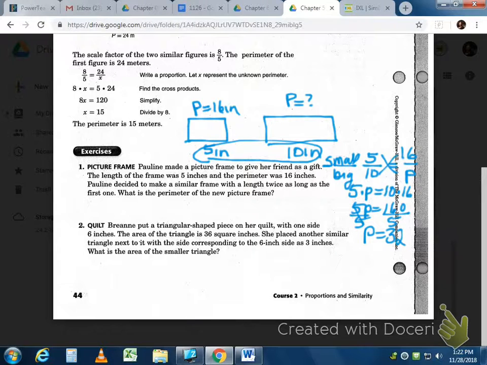32, and we should label that 32 what? Square inches. Is it square inches when it's the perimeter? Oh, no. It's just 32 inches. Make sure you label if you're finding the perimeter or any length. 32 inches. Questions about that?